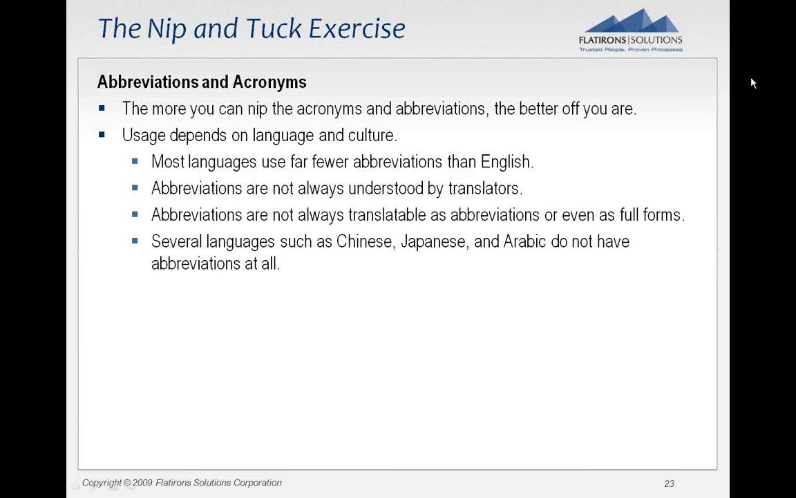And they're not always translatable. There are several languages, Japanese, Chinese, and Arabic, that don't have abbreviations at all. So if you looked at the abbreviation for AAI, which is on the right, those are the characters. Those are the abbreviations in the Asian languages there. So that's abbreviated. Yeah, that's the abbreviation.